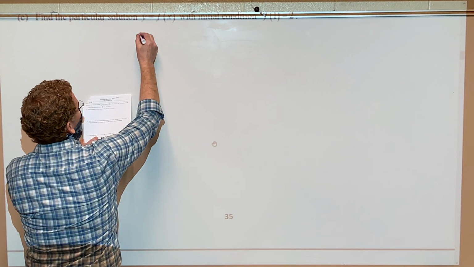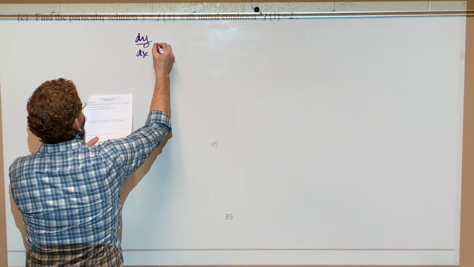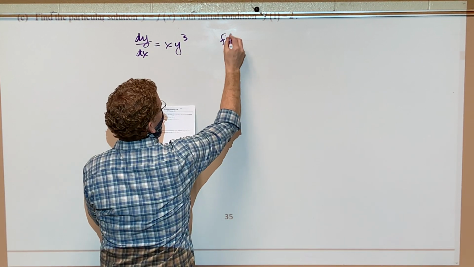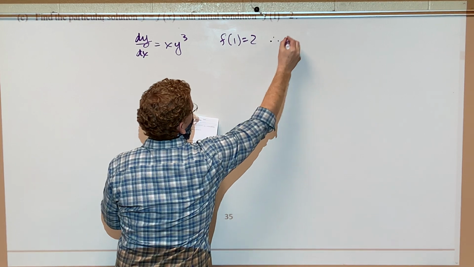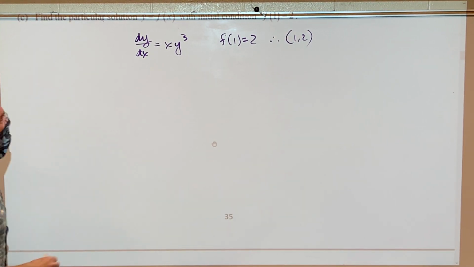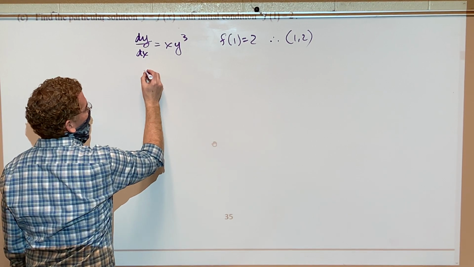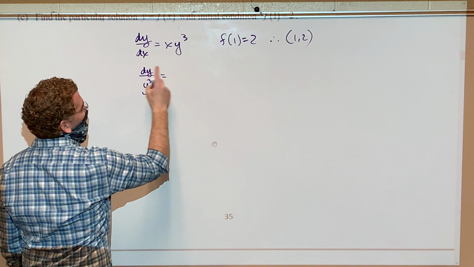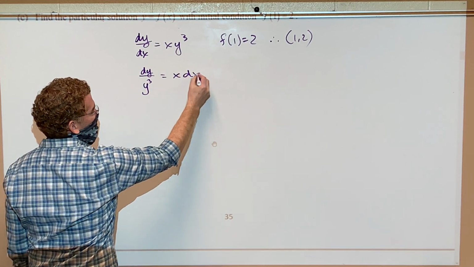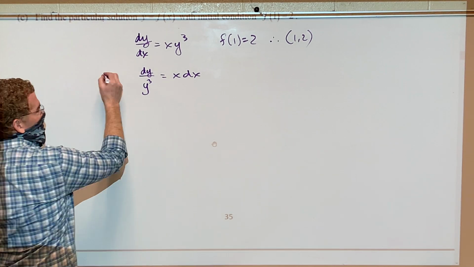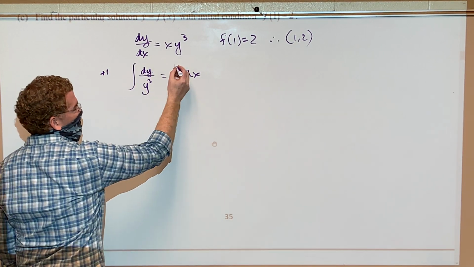Here we go. Take my differential equation, dy/dx equals xy cubed, and the initial condition is f of 1 is 2, which you know is the point (1, 2). So help me out. Divide by the y cubed gives me this, and multiply by the dx gives me this. Y to the negative 3. That would be a +1, by the way. Integrate both sides. That's right.